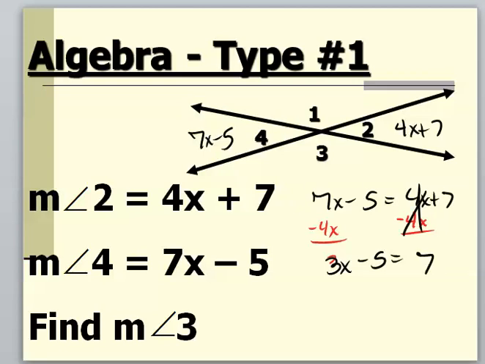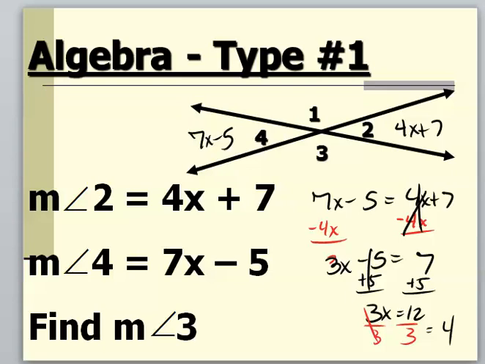All of our x's on the left. We're going to move numbers to the right by getting rid of minus 5, so we're going to add 5 to both sides. 3x equals 12. 3 and x are multiplied, so to move the 3 we divide. And 12 divided by 3 is 4. Again, this is your x value. We need to go plug back in.